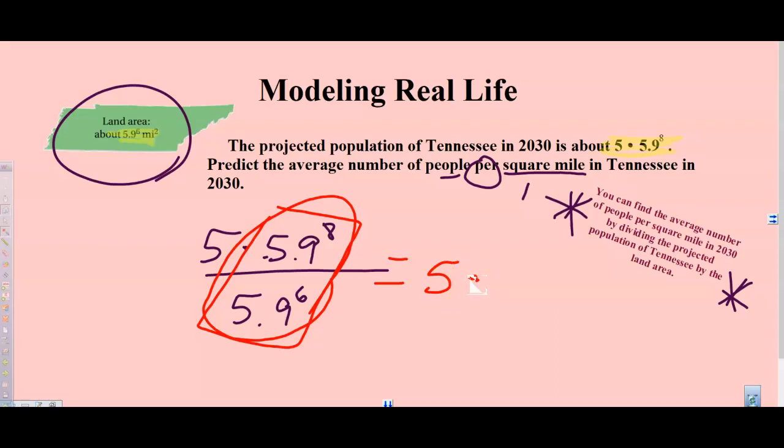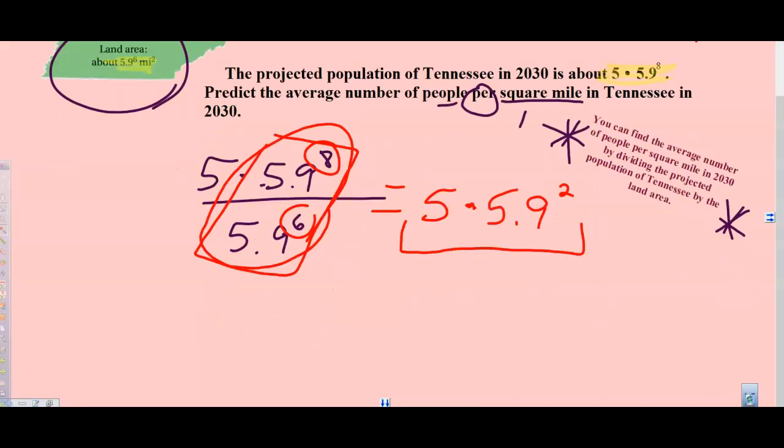So quotient of powers, well, we're going to take 8 minus 6, we'll get 2. So we have 5.9 squared. Our answer is going to be 5 times 5.9 squared. All right. Doing that calculation, we end up with about 174 people per square mile.